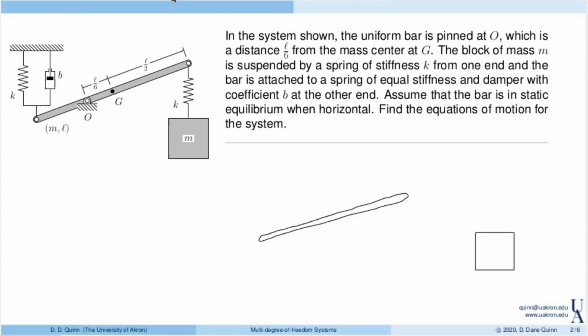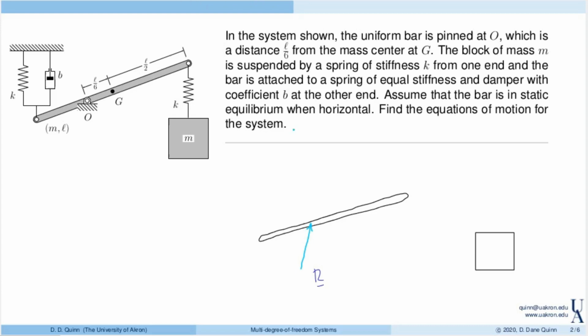And then let's identify the forces that act on these objects. So at O, we have a reaction force. I don't really know anything about it, right? So I'll just put it at an arbitrary angle. We'll call that R.